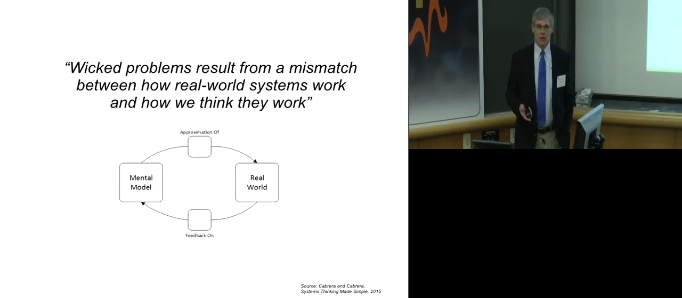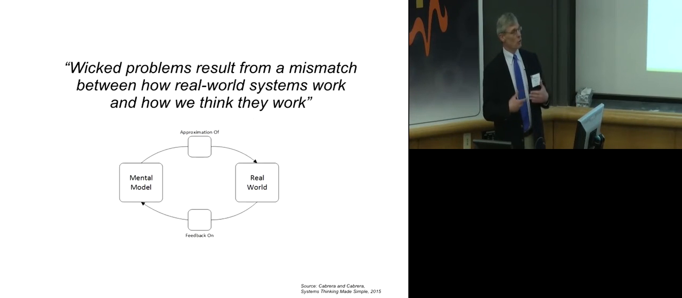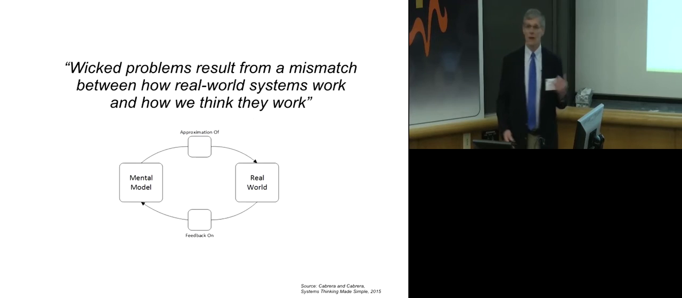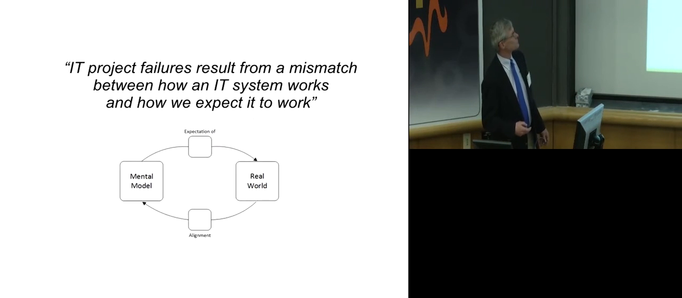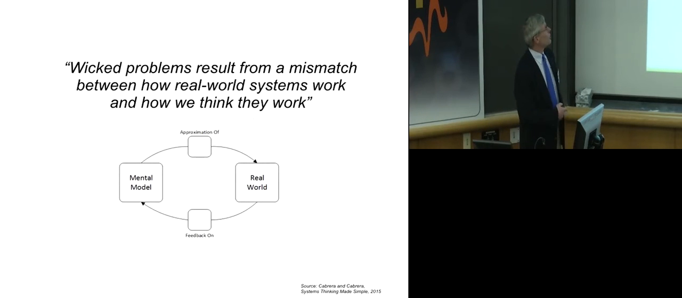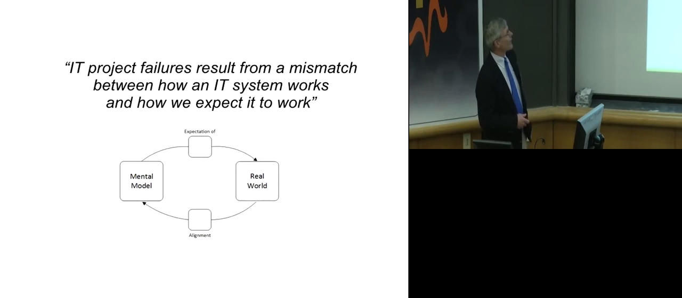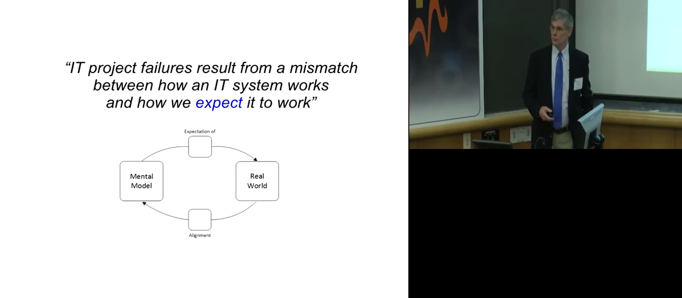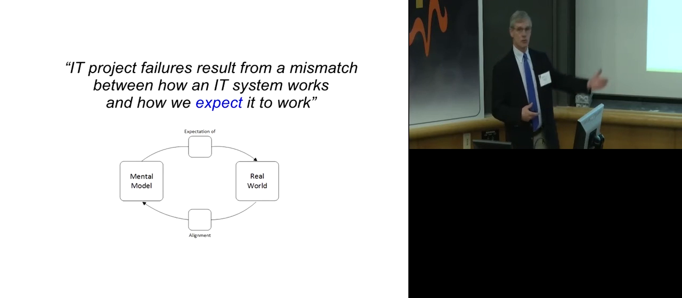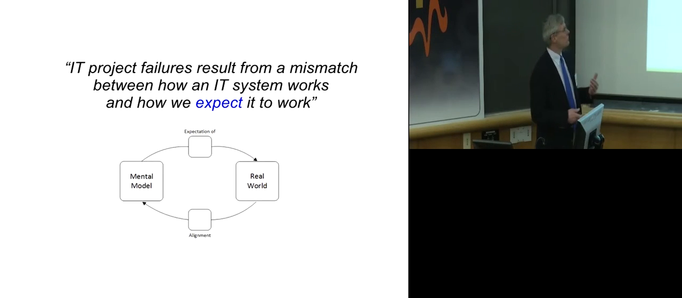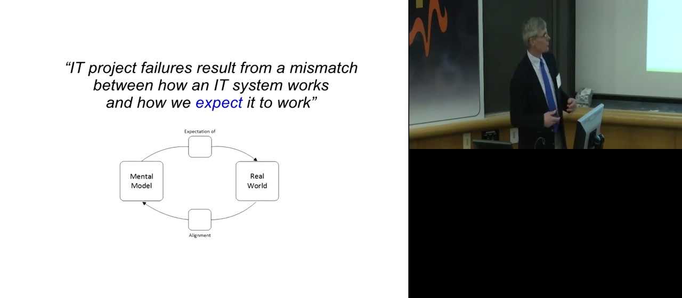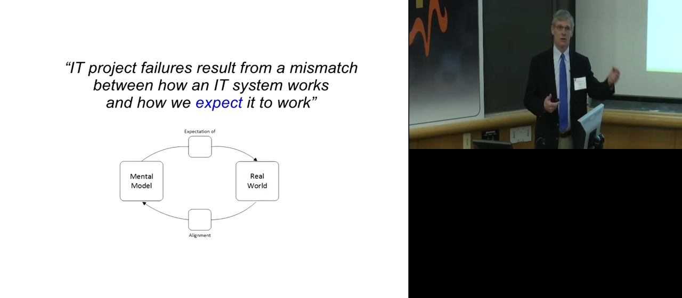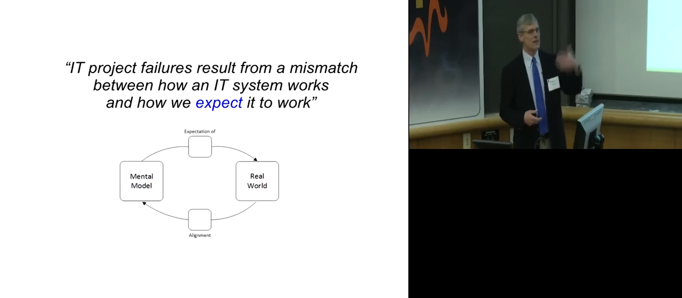So human beings develop mental models in order to explain the real world, and the real world then gives us feedback on those models in order to inform and reform those models. So let's look at a restatement of that quote. IT project failures result from a mismatch between how an IT system works and how we expect it to work. So what is an expectation? An expectation is simply a mental model of a future state. And like many complex solutions, IT systems have the issue that the reality does not yet exist. We do not have anything against which to test our mental models and to give us feedback. The loop is broken.